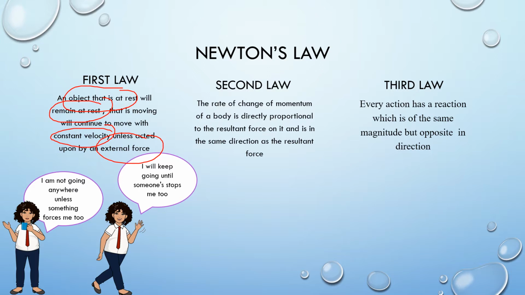In simple words, we can say that an object cannot start, cannot stop, or cannot change direction on its own. They require some external force to cause such a change, like stop, start, or change direction. This tendency of objects to resist changes in their motion is known as inertia.